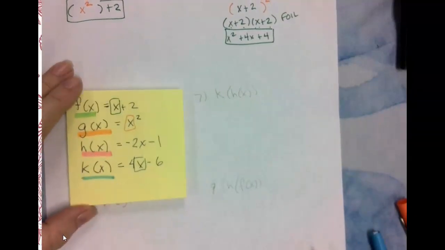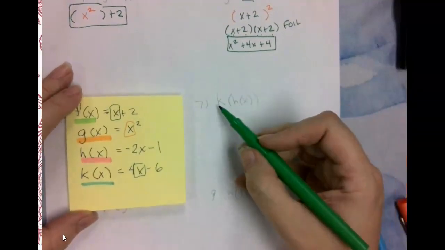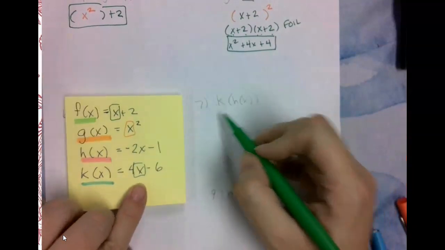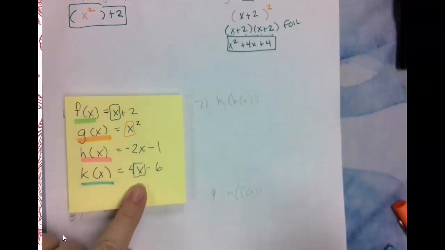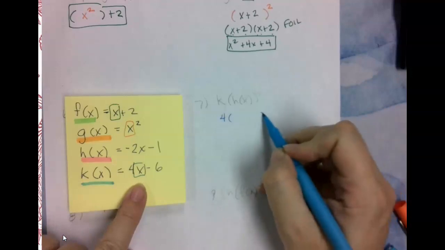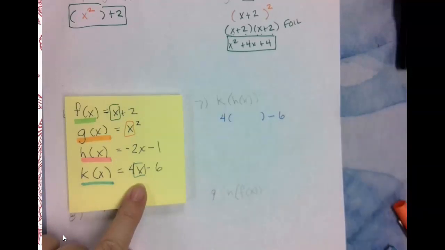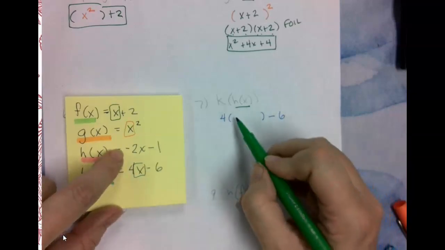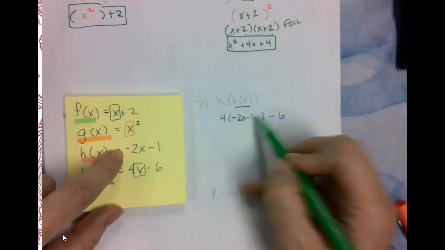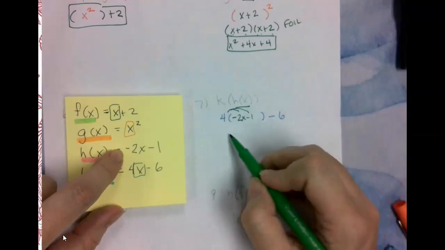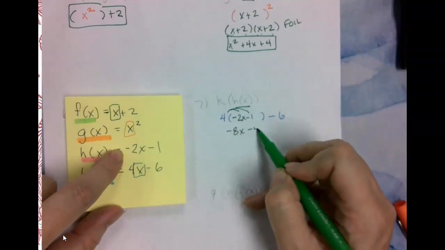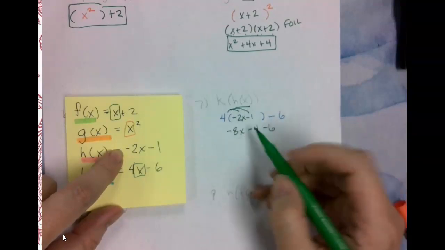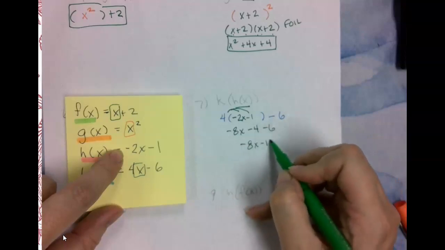All right, the next one. Okay, I'm going to do k. So I'm going to take this one again, 4 space minus 6. And this time I'm going to put the h inside there. So that's this one. Distribute: minus 8x minus 4 minus 6. Combine like terms.